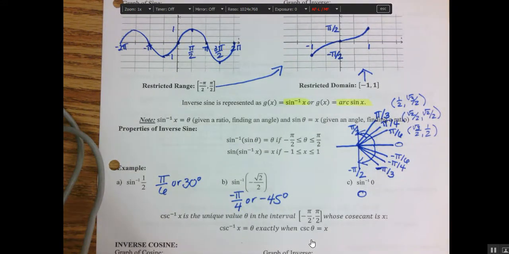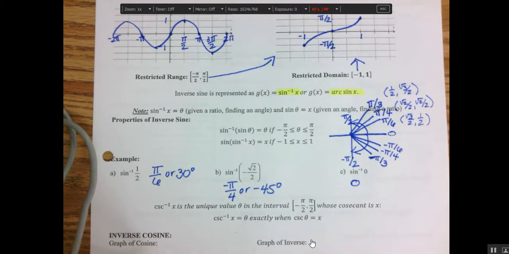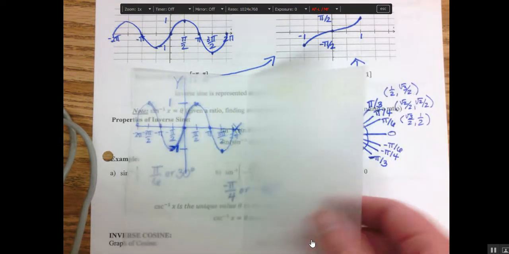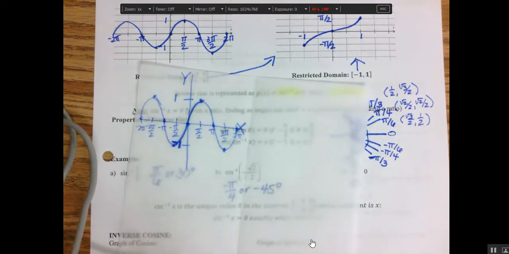All right, any questions on those before we do cosine? So we're going to do the same thing for cosine with your paper. We're going to graph cosine in a different square, okay? And then we're going to flip it and see what the inverse looks like.